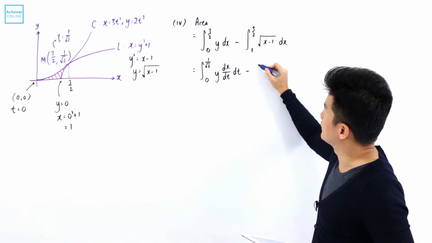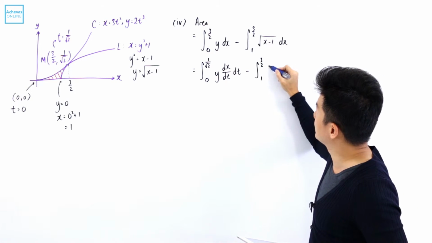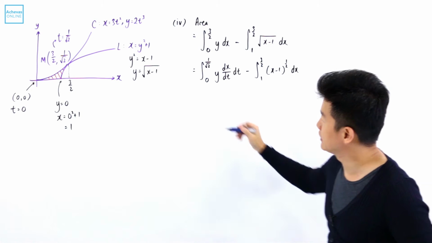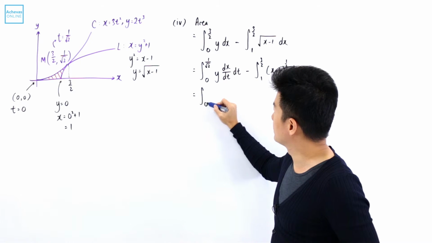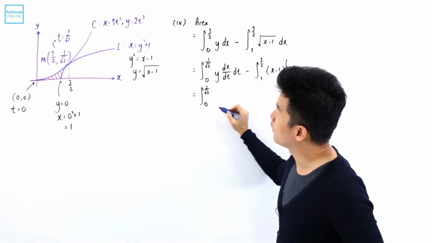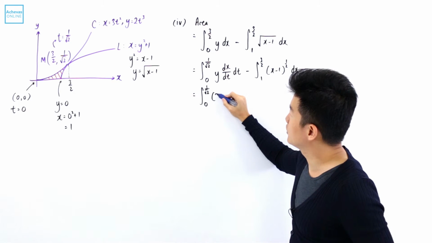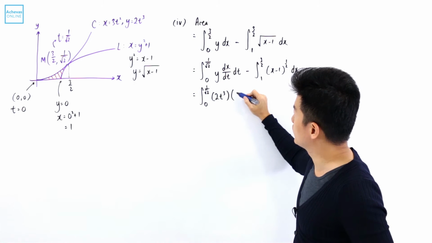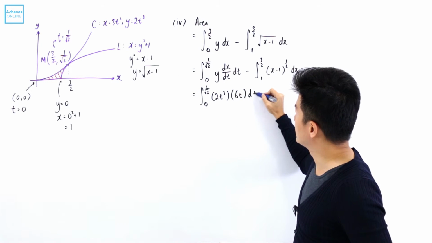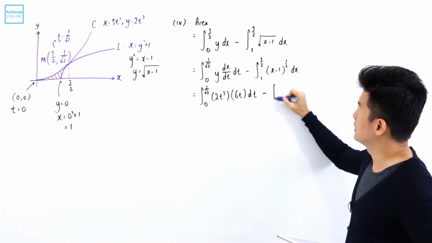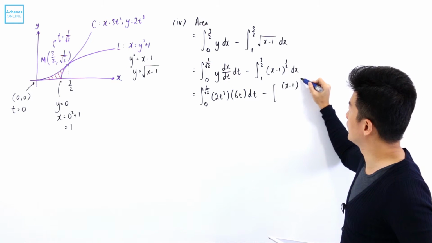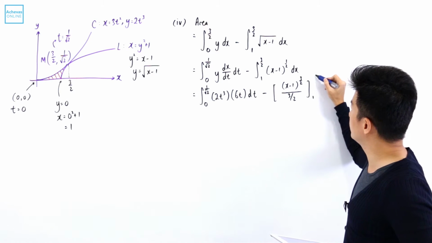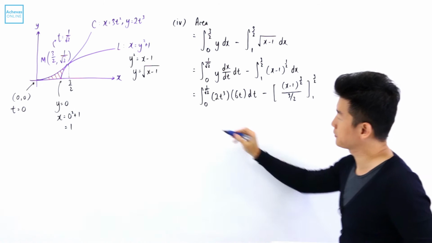Minus this, actually I can integrate it, let me just rewrite it first. (x minus 1) to the power of half, which I can integrate directly. So this is integration from 0 to 1 over square root 2 of y. y is 2t to the power of 3. And dx is equal to 6t dt. Integration of this is (x minus 1) to the power of 3 over 2, over 3 over 2, from 1 all the way until 3 over 2.